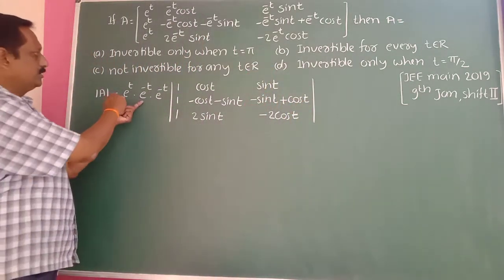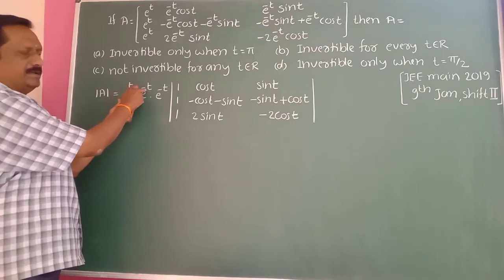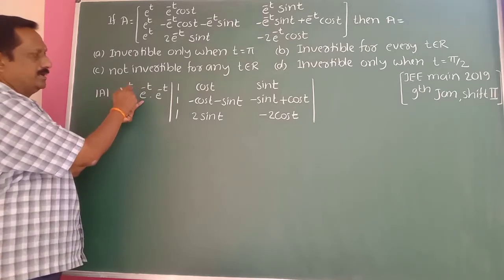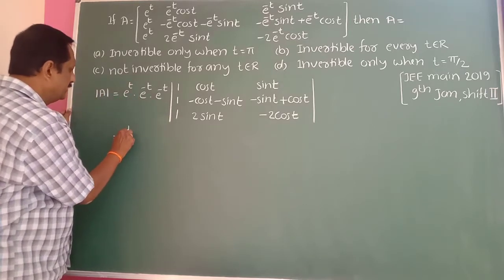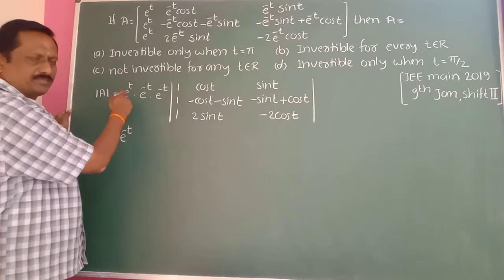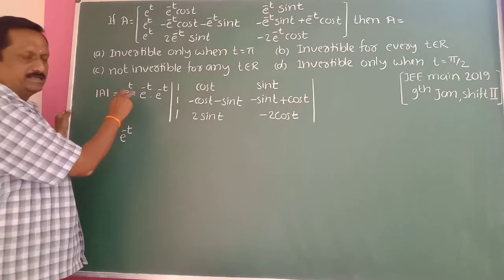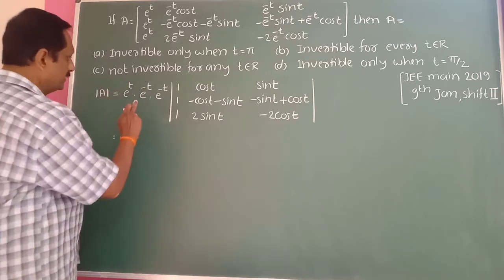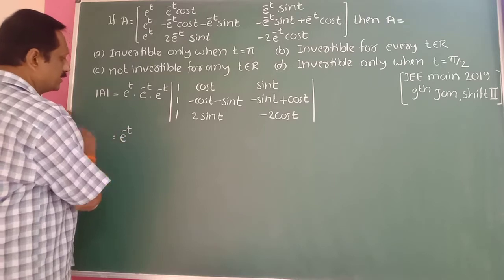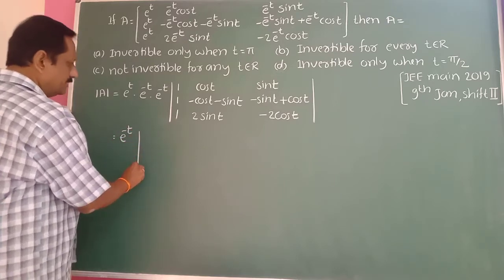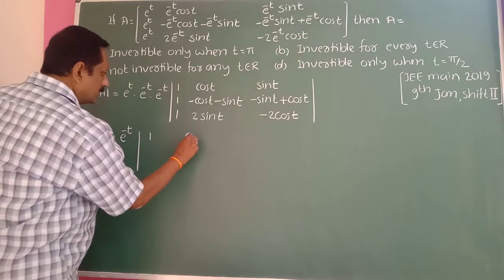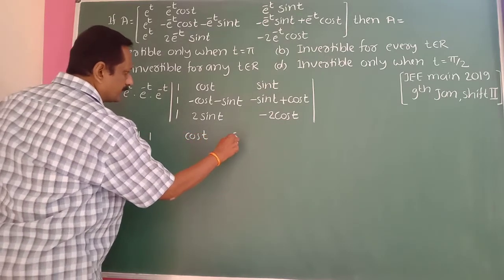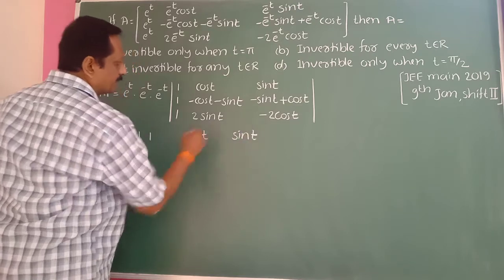Then this into this, t minus t becomes 0. E raised to 0 is 1. Remaining only this one, so it is e raised to minus t. The product is e raised to 0, and e raised to 0 is always 1. 1 into e raised to minus t is e raised to minus t. Next, write the first row as it is: 1, cos t and sin t.